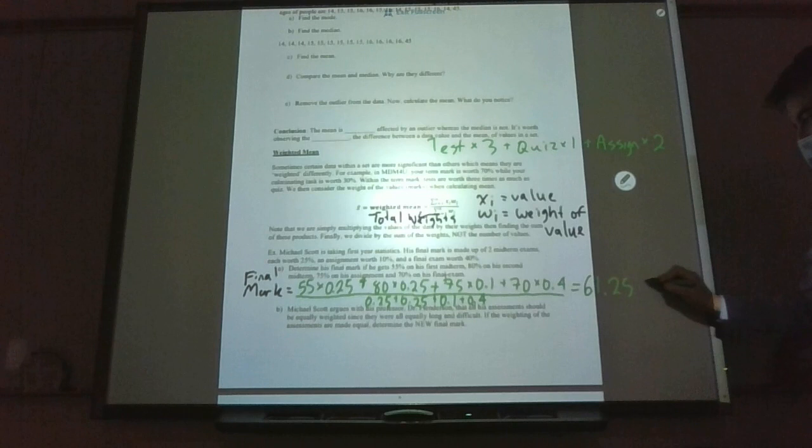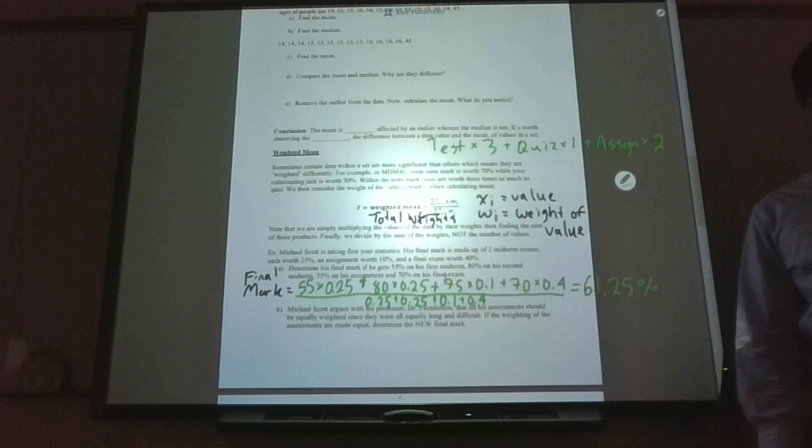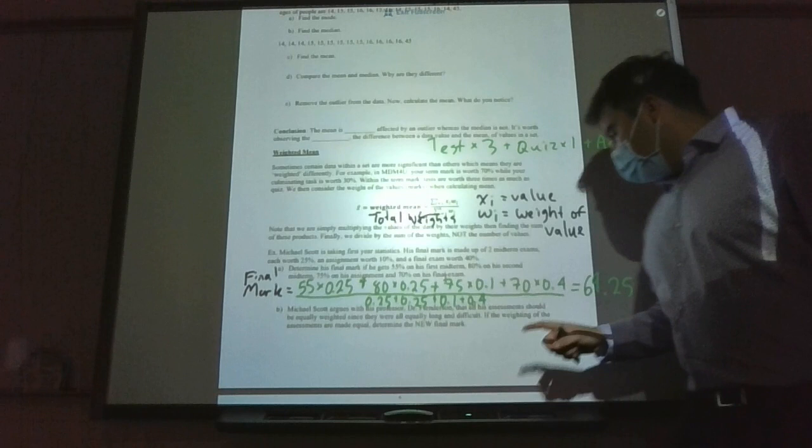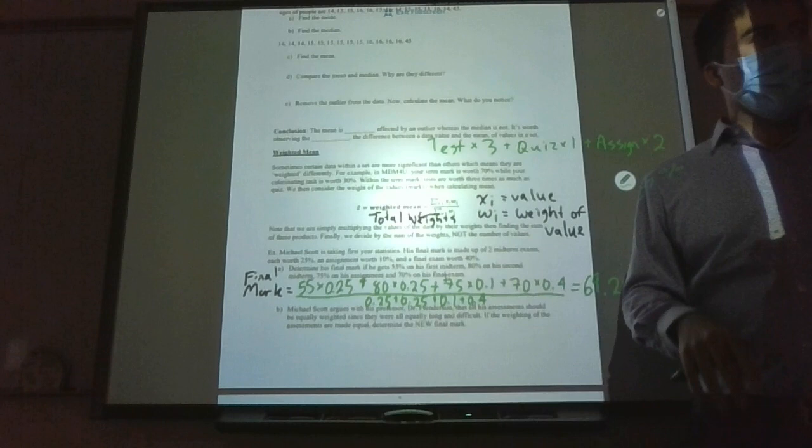61.25%. Does that seem like a reasonable mark based on everything they got? Yeah. Oh, 69.25. Yeah. Perfect. Yeah, I was going to say, I'm like, 61 seemed a little low. 69.25 seems a little more accurate, right? And sometimes you just get a little bit of a ballpark, right?